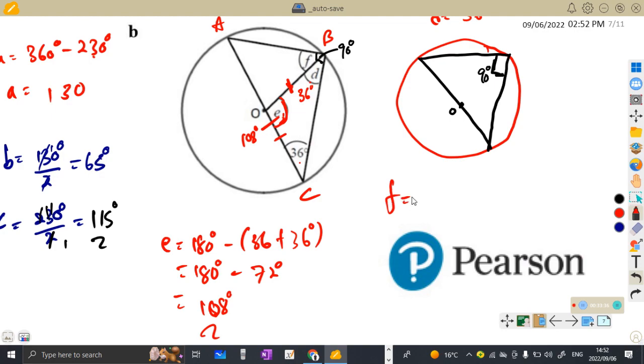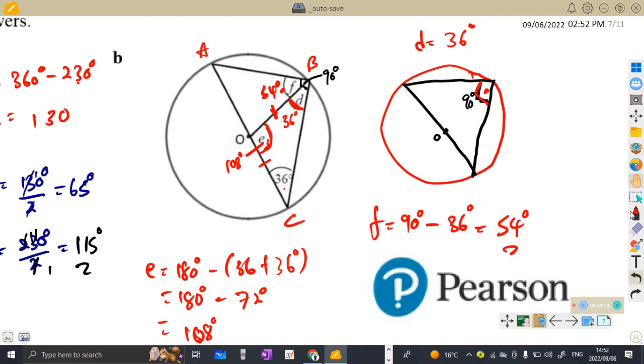What about the angle at F? Remember we said the whole of this angle is 90 degrees, and we just have a piece of the angle, so we can obtain the other remaining part by subtracting 90 minus that 36 degrees. That's 90 minus 36, which is going to give us 54 degrees. That's our angle F. So this F here is 54 degrees. As you can see, guys, these questions are a play-around type of question where you need to know your theorems.